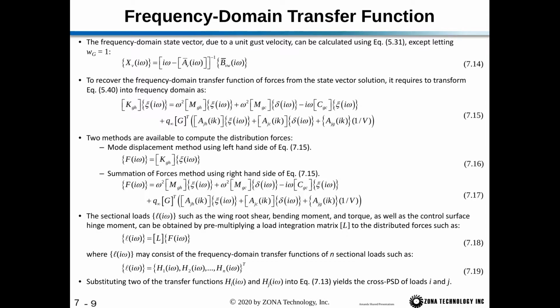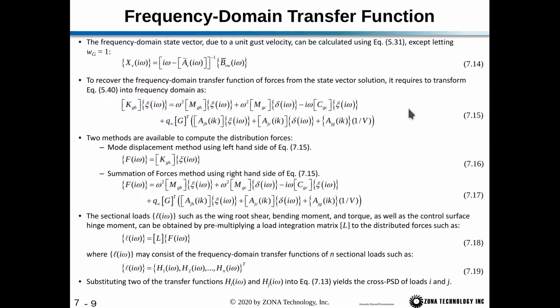So the frequency domain state vector due to a unit gust velocity can be calculated using equation 5.31, except we let WG equal 1. And that gives us equation 7.14. Now to recover the frequency domain transfer function of forces from the state vector solution, it's required to transform equation 5.40 into the frequency domain, which gives us equation 7.15.